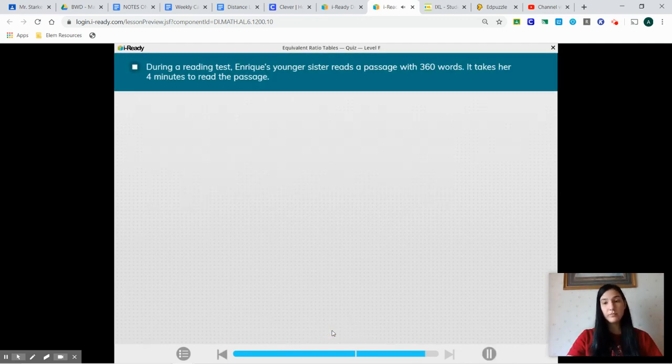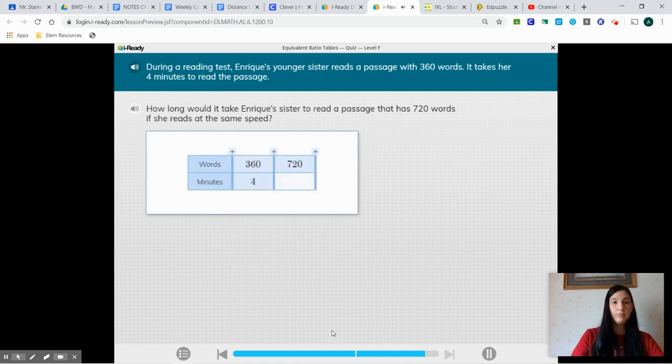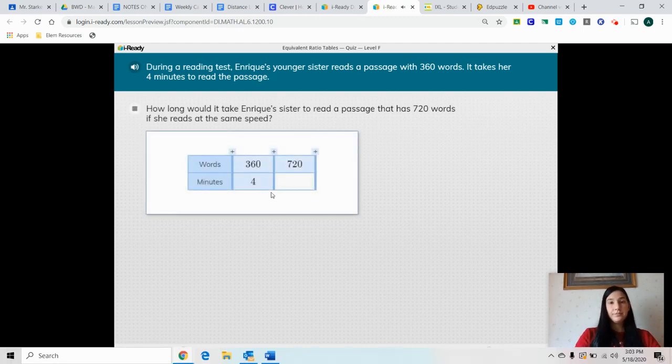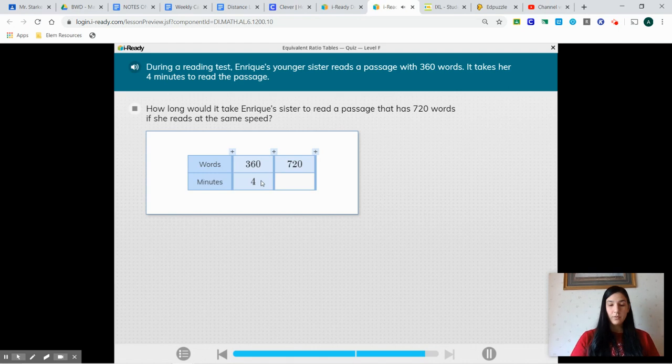During a reading test, Enrique's younger sister reads a passage with 360 words. It takes her 4 minutes to read the passage. How long would it take Enrique's sister to read a passage that has 720 words if she reads at the same speed?